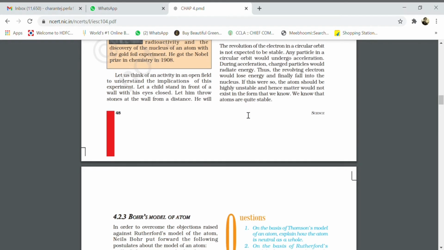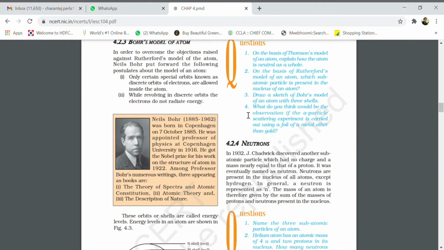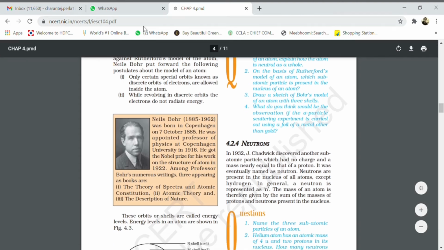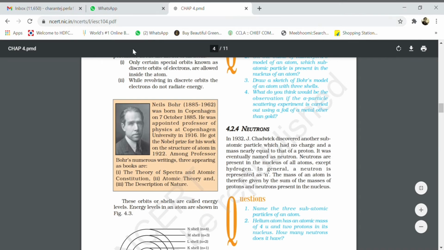So at last there was one theory given by Niels Bohr. He gave that there were certain orbits in which electrons would revolve, and during this revolution, they would neither gain nor lose energy. So here are the points given by Niels Bohr.